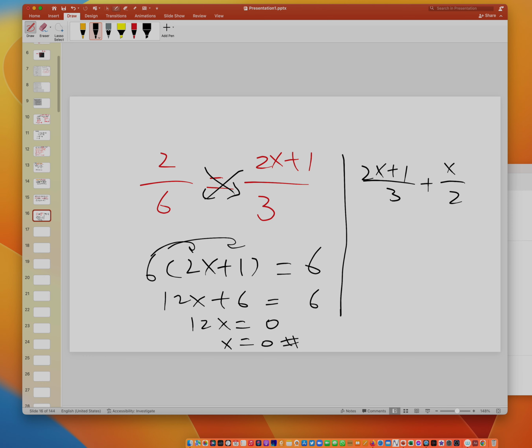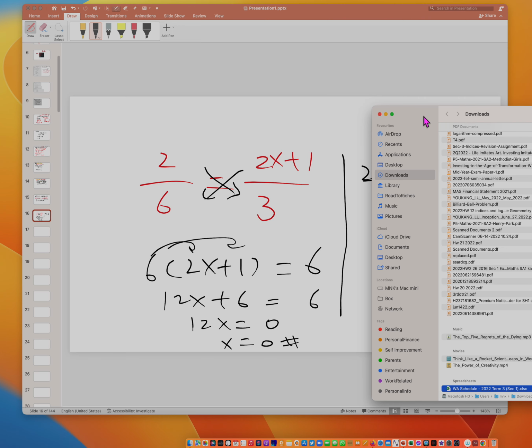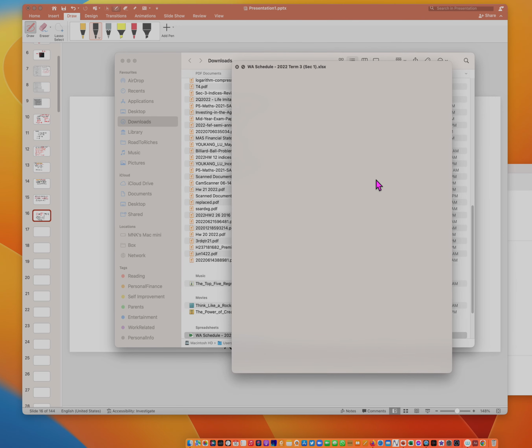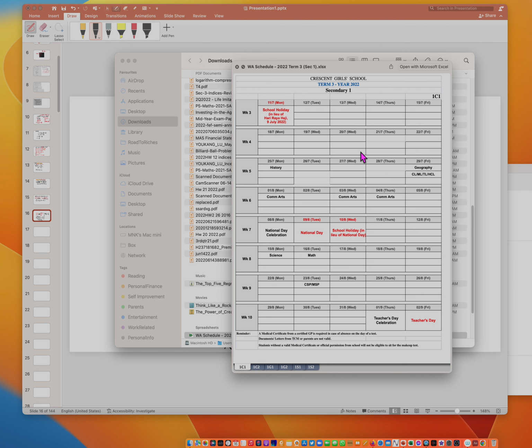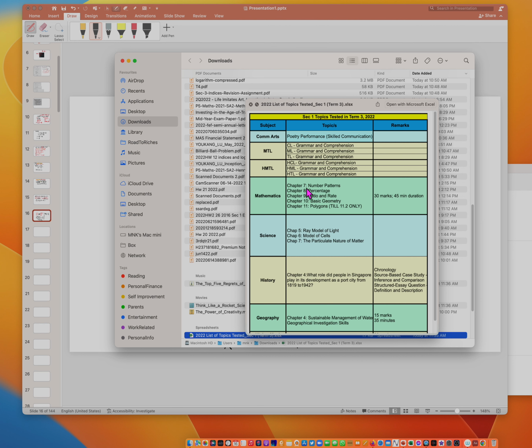Sorry, so accept. This is Excel. Let me see. Okay, so which one should I look at? 1S1. Which date? Look at the bottom. There's 1S1. Okay, good. So I click 1S1 already. And then look from there. Week 8 here. So it's 15 August. Okay, I know the date. Then let me see this. Mathematics chapter 9, number pattern, percentage, ratio, rate, basic geometry, polygon.